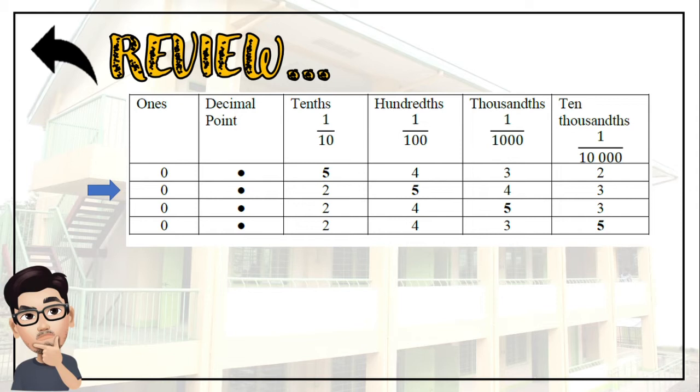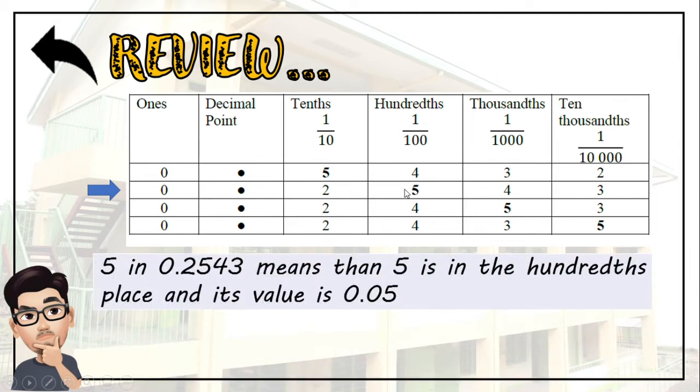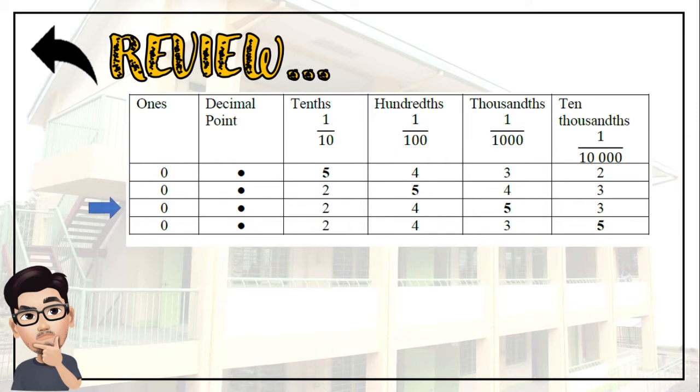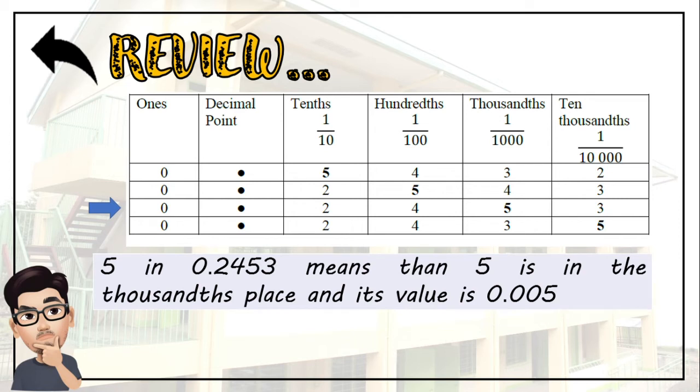Balikan natin yung 5. Yung 5 dito sa ikalawang decimal example natin ay nandun sa hundredths place. And it means that it is in the hundredths place and its value is 5 hundredths. So, yung kanina nasa 5 tenths, yung ngayon nasa 5 hundredths, alin ang mas malaki? So, technically, mas malaki yung nasa tenths place na 5 kaysa dun sa nasa hundredths place na 5. Okay, next one. This is 2,453 ten thousandths. Nandun naman siya sa thousandths place. So, its value is 5 thousandths.